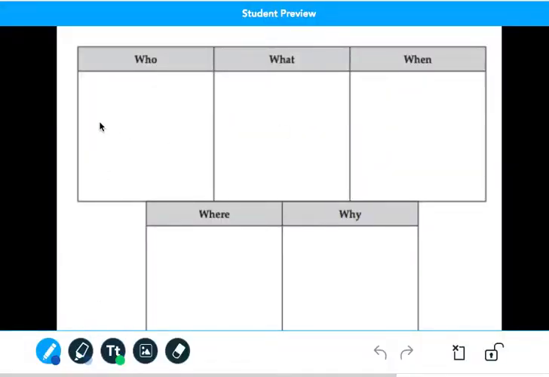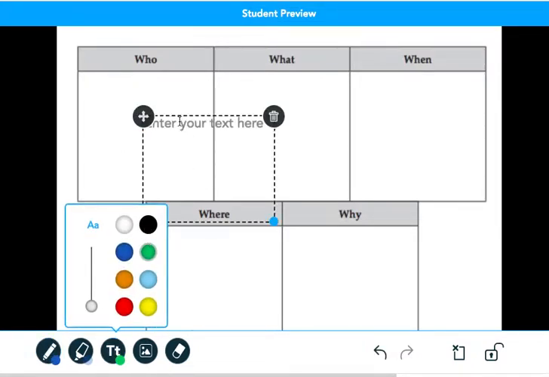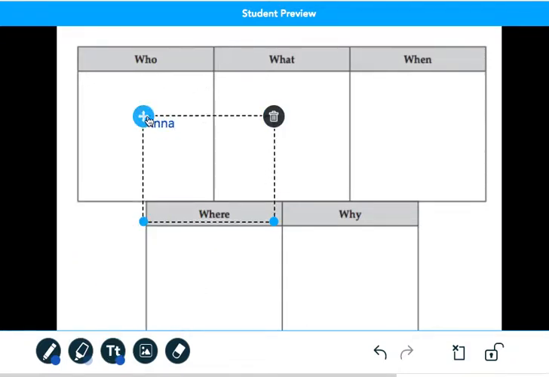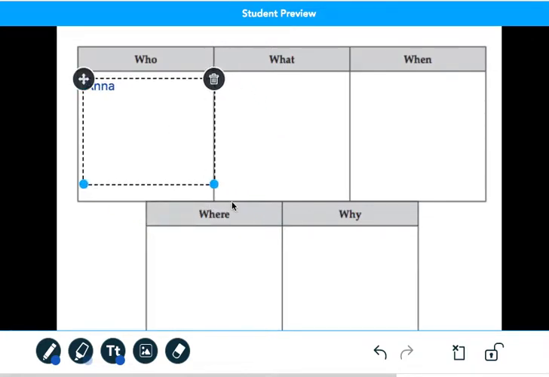For this, I can either write Anna with the marker or the highlighter, or I can click on this little button here that has the two T's, and that makes my text box, okay? So I can pick my color for my writing. I'm going to pick blue. This is just like we did when we were practicing writing our names. I'm going to write Anna. And then I can move it with this button into the square, and if I want to make it fit just right, just like that. Okay.